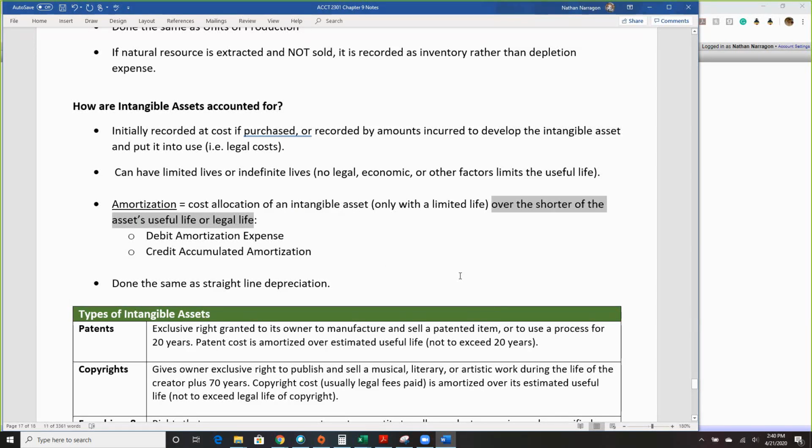Again, that's going to be up to a lot of factors like management and historical data to figure out how long its useful life is. But if somehow its legal life is shorter, you have to take the legal life in. So usually most of these are going to have a shorter useful life than the legal life. That's usually how it goes, because something bigger and better will come.